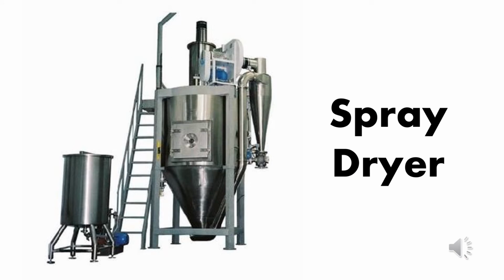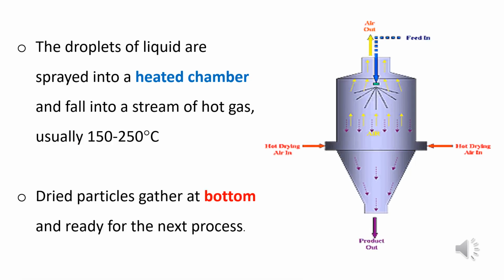Spray dryer. The starting material of a spray dryer has to be liquid so that it can be atomized through a nozzle. A nozzle is usually used to make the droplets as small as possible. The droplets of liquid are sprayed into a heated chamber and fall into a stream of hot gas. Dried particles gather at the bottom of the spray dryer and are ready for the next process.